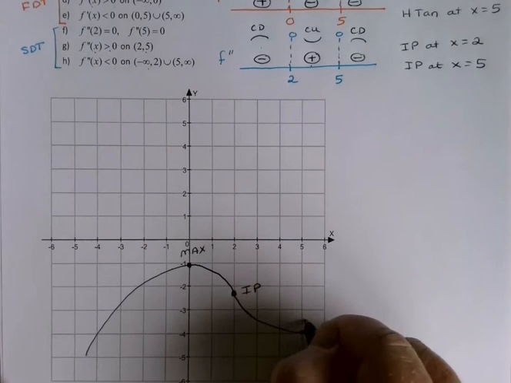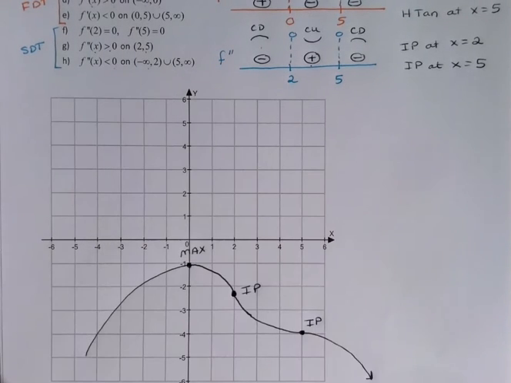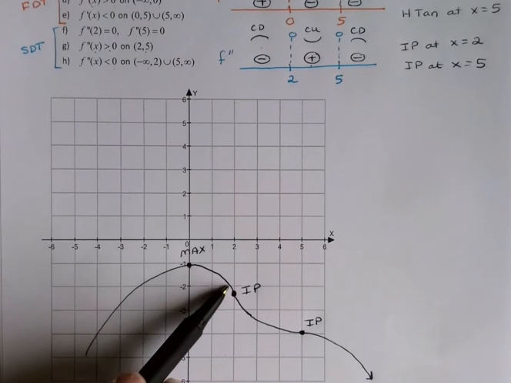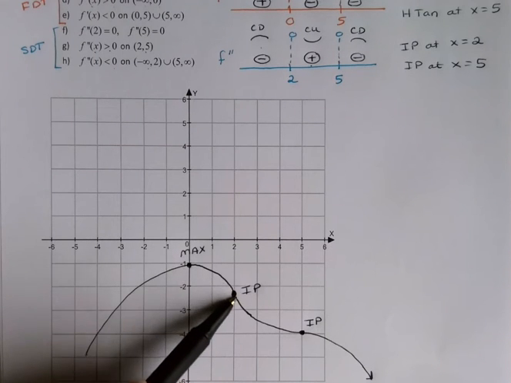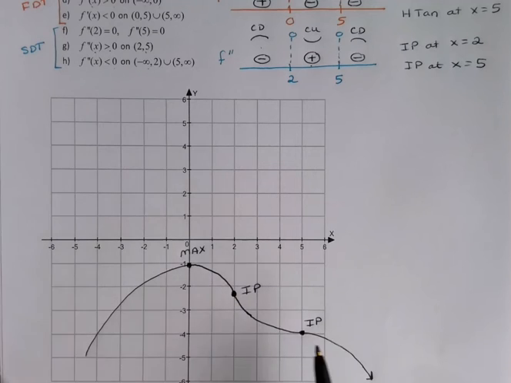So I got my two inflection points in here. Notice this inflection point is at an angle. There's no horizontal tangent here. This one, there is that horizontal tangent that I was supposed to draw.